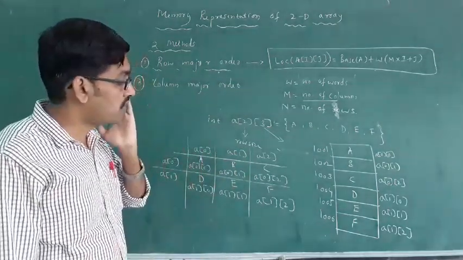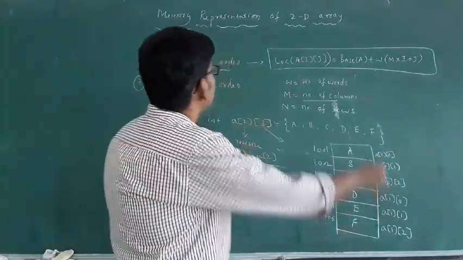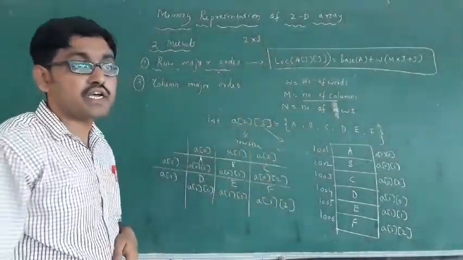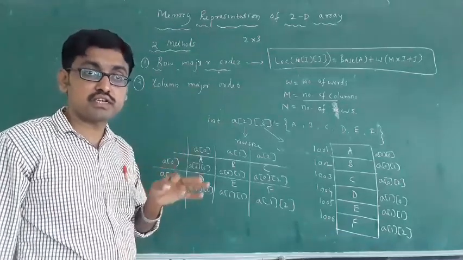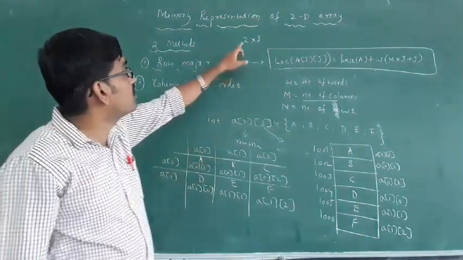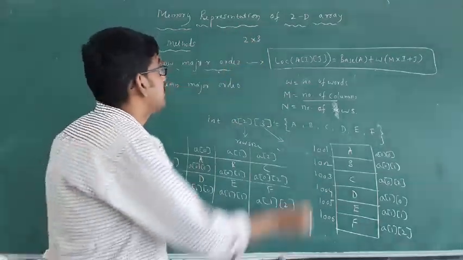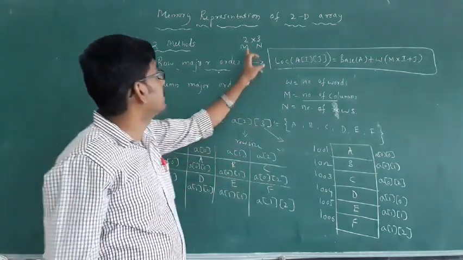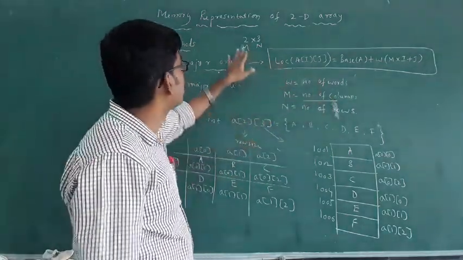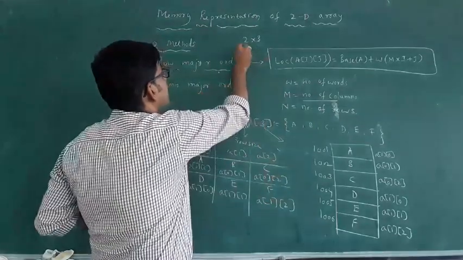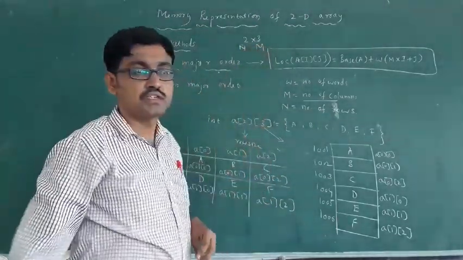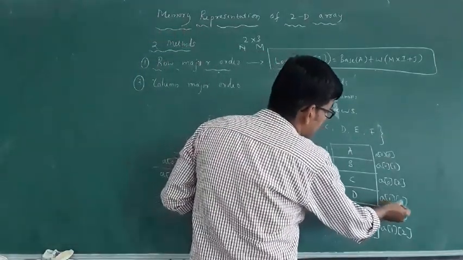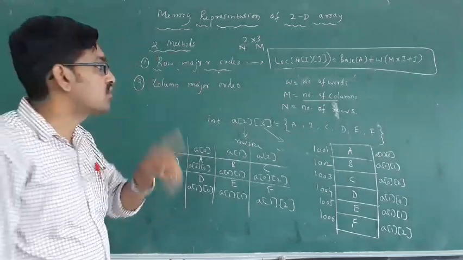Then I want to see the addresses of location 2 into 3. I am taking a 2 into 3 matrix. You already know matrices from second year. In a 2 into 3 matrix, this is m, then this is n. M means number of columns. Then I want to find the address of A of 1 0.